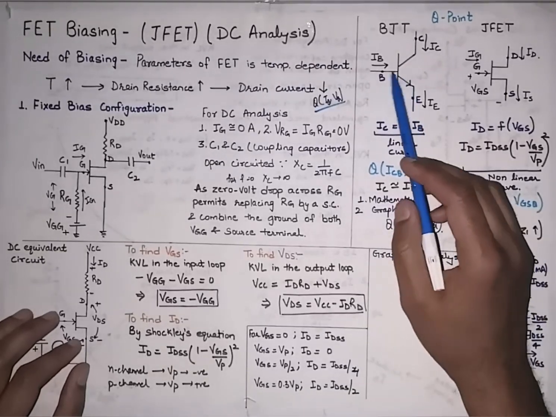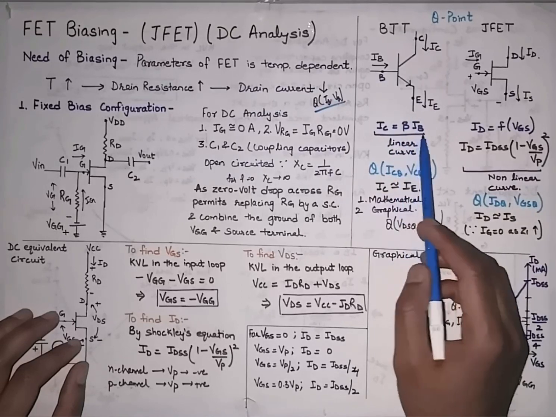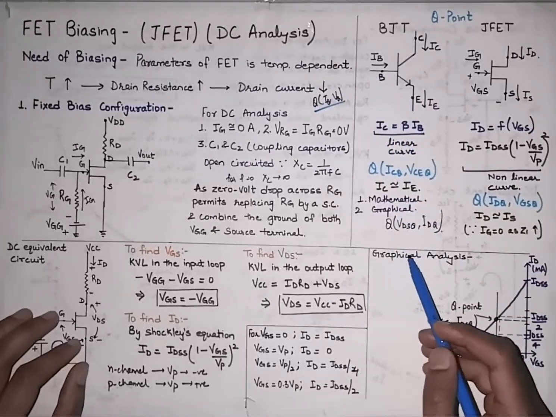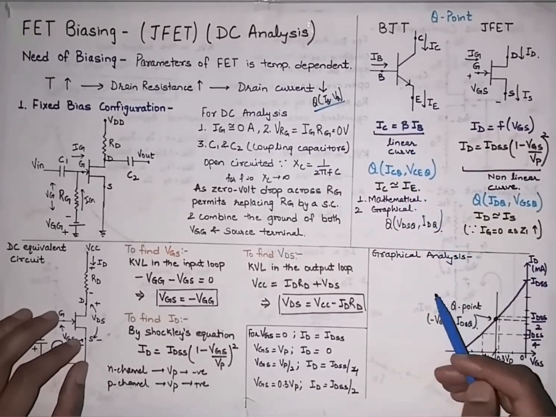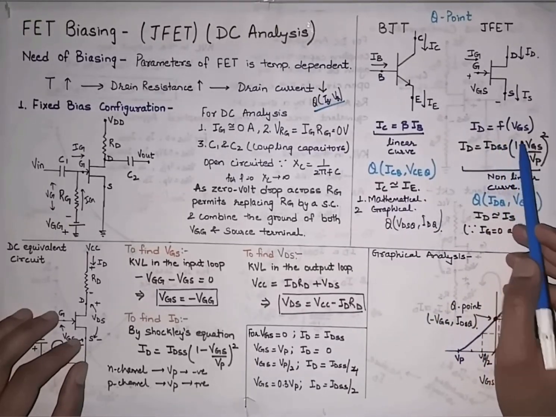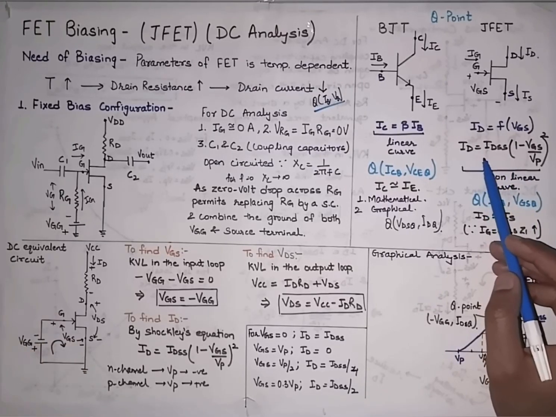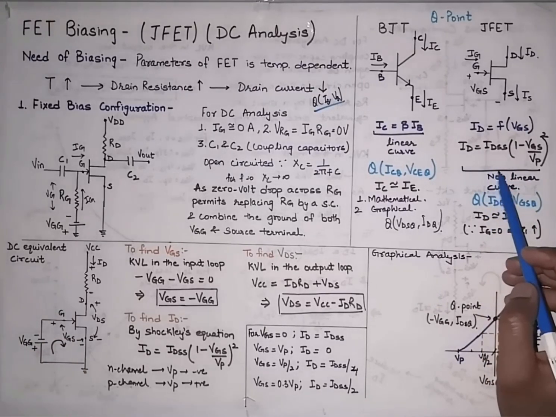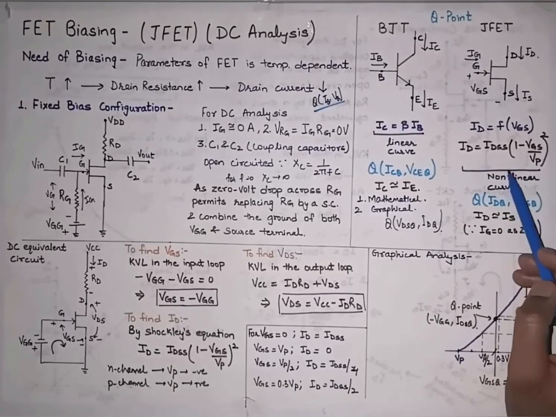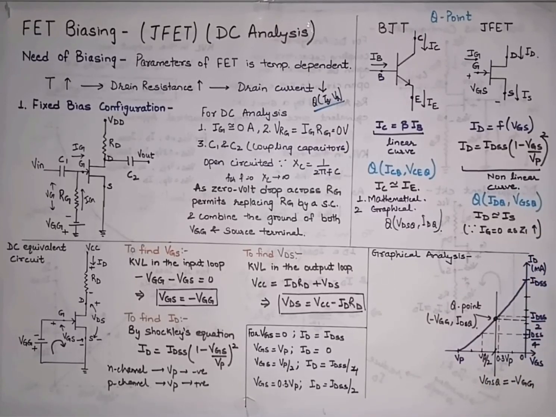If we look at the relation between the input and the output, IB and IC, we see IC is equal to beta IB. It means the curve between them is a linear curve. Whereas in the case of JFET, ID is a function of VGS, and using the Shockley equation we can say ID is equal to IDSS into 1 minus VGS by VP whole square, which shows that ID and VGS are non-linearly related with each other, meaning their curve will be non-linear.